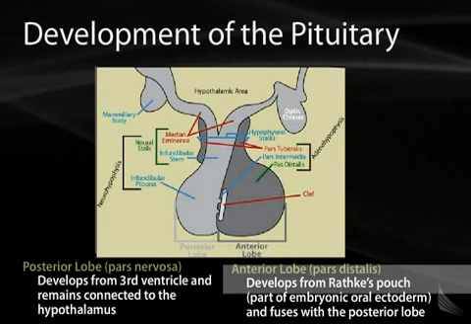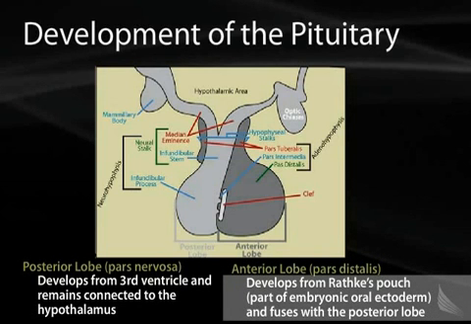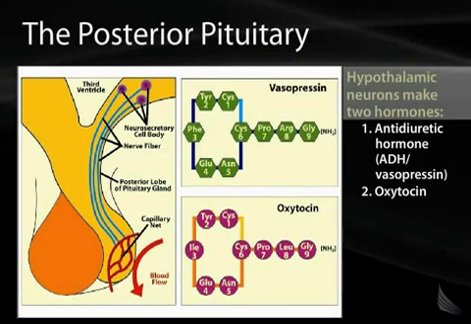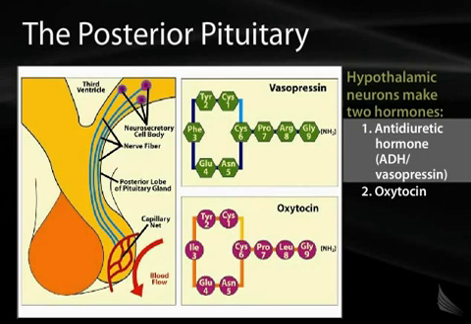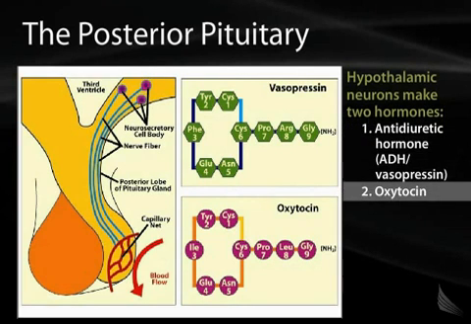And the anterior lobe develops from a structure called the Rathke's pouch, which is part of the embryonic oral ectoderm and ultimately fuses with the posterior lobe. The whole pituitary gland itself is sitting in a bony structure called the sella turcica. In this section, as I mentioned, we will cover the two posterior pituitary hormones, vasopressin or ADH, antidiuretic hormone, and oxytocin.